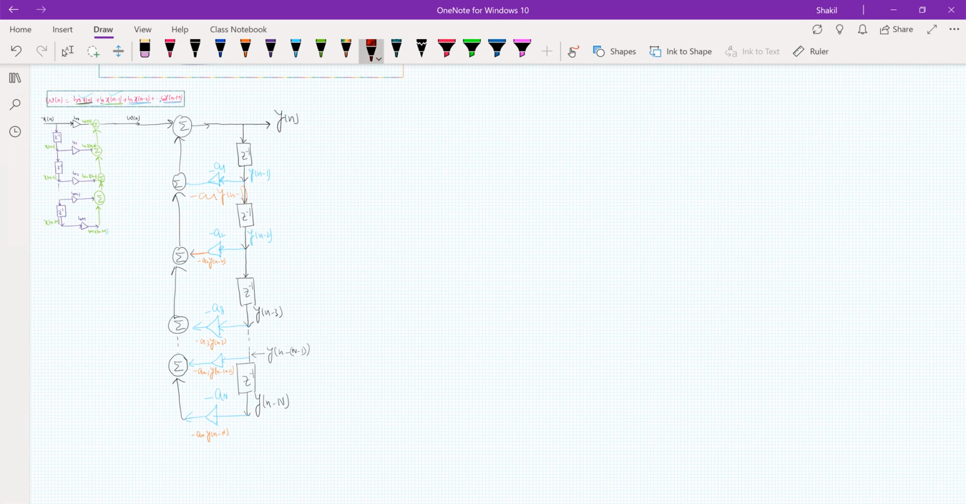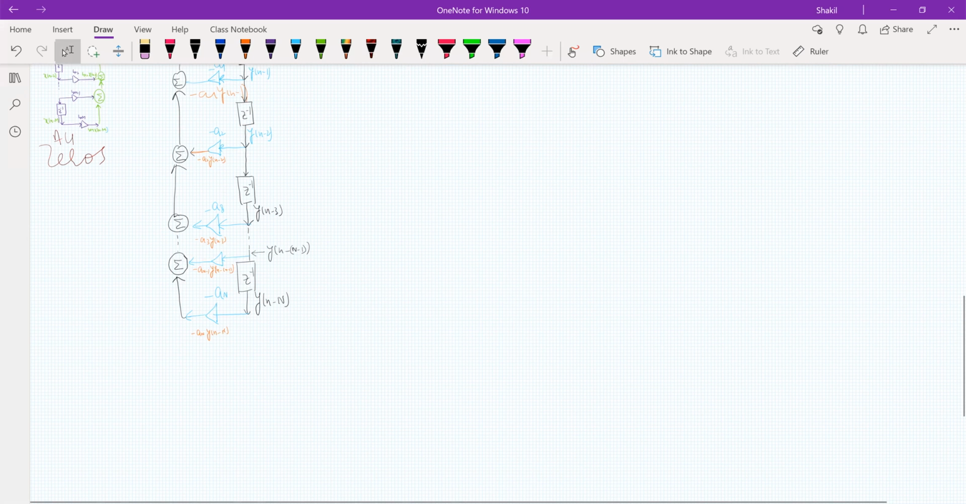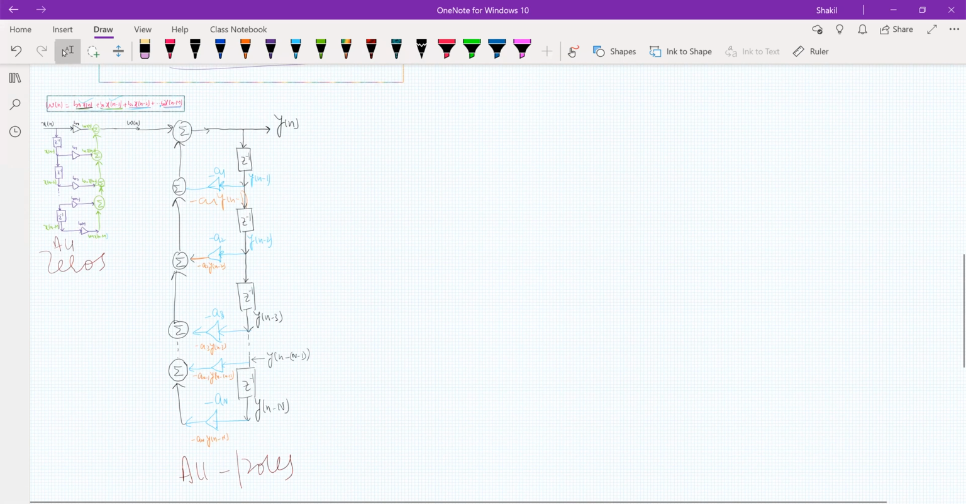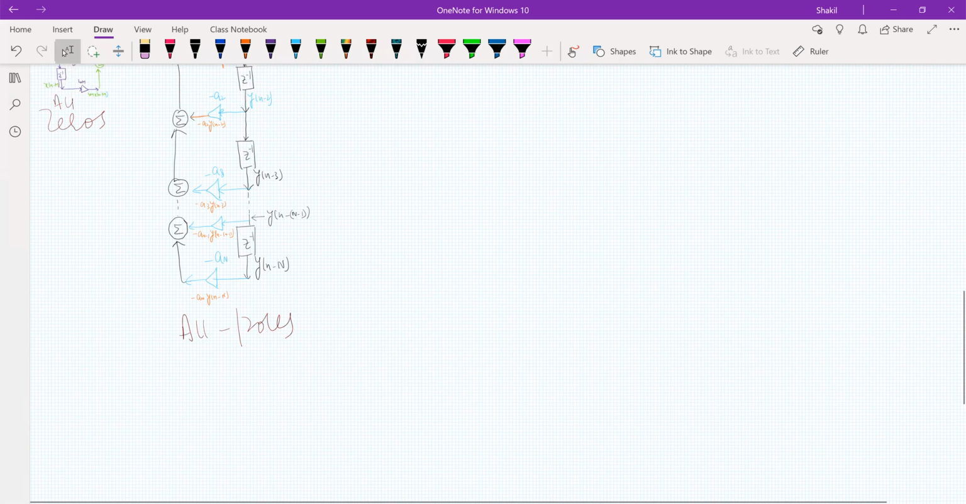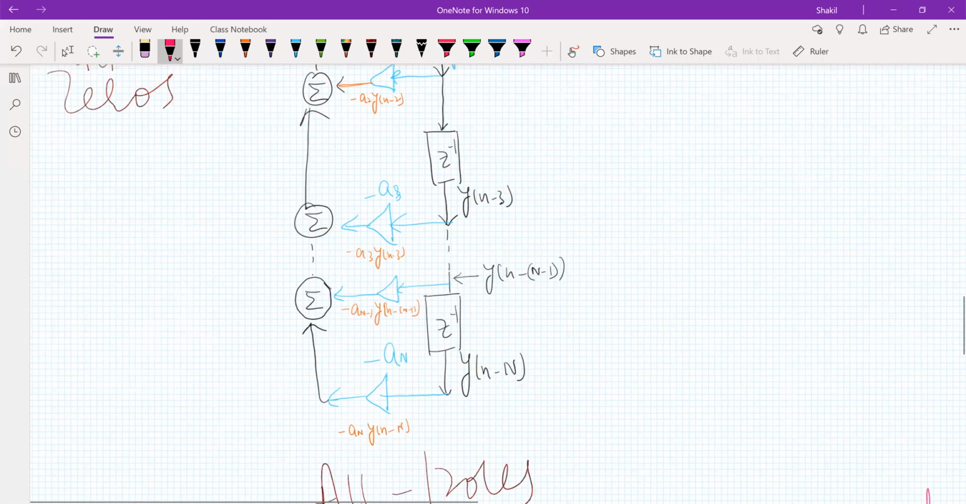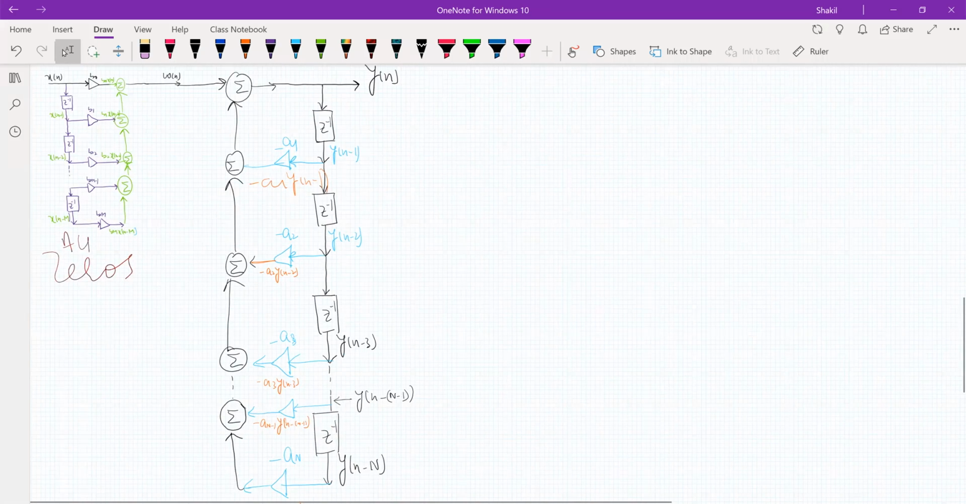And have a look at this. Here we have realized only the zeros part, all zeros. Here we have realized all poles. And this structure, in which on the left hand side we have all zeros, and on the right hand side we have all poles, is referred to as direct form one structure of a discrete time system.